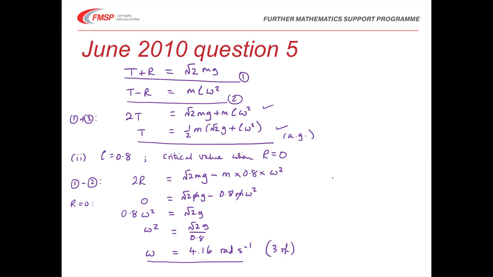Then the 4 marks for part 2 were given as follows. 1 for using the fact that R equals 0. Then, by subtracting the equations instead and ending up with an expression like this one here, or that one below, there's another mark. Solving that to find omega was a method mark, and finally getting a mark for the value of omega to answer the question.